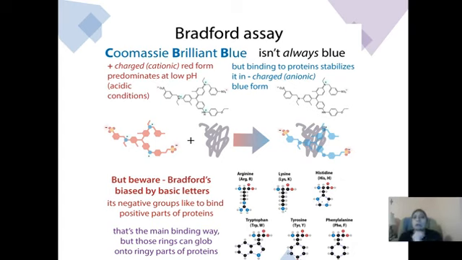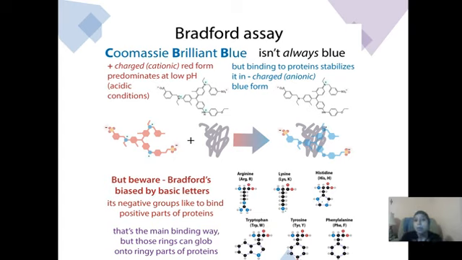In normal conditions, it is present in its positively charged cationic state, and it's this red, ugly brown color in its normal conditions. When it binds to your proteins, those are stabilized, and it changes into its negative anionic form, which causes it to convert into the blue color, which is what we look at.